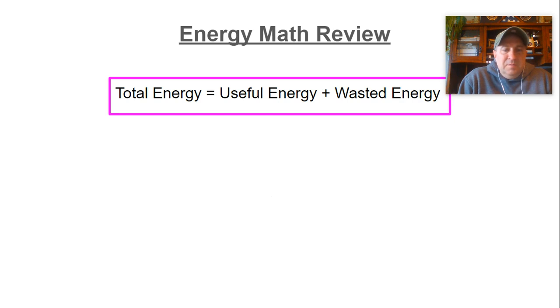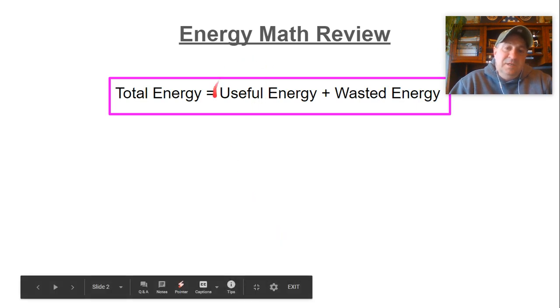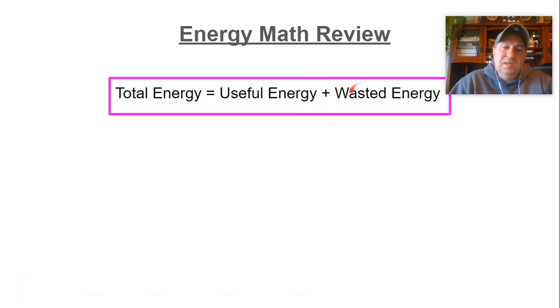So our total energy, because the law of conservation of energy says you can't create or destroy any energy, the useful energy, so whatever the device was used for, plus any wasted energy, energy that is not intended as part of the device, those two things, when added together, must equal the total energy input into a system.